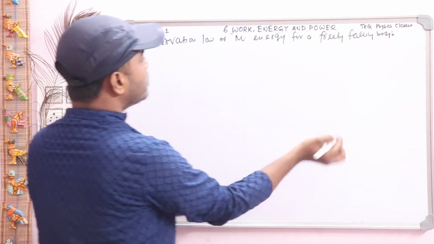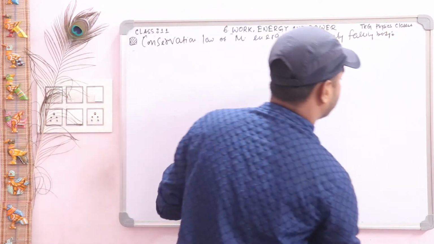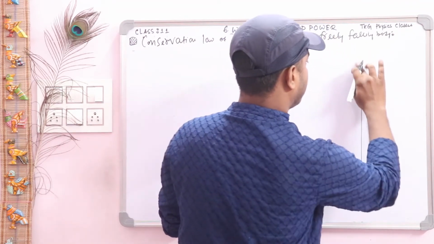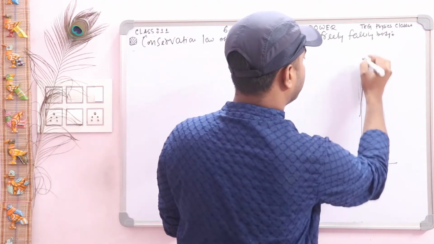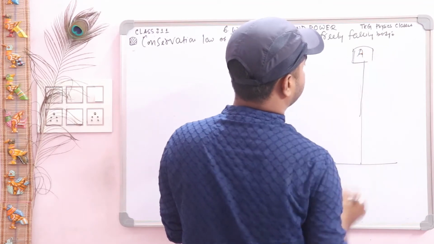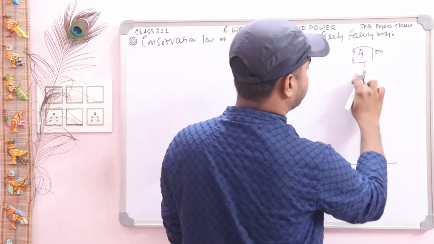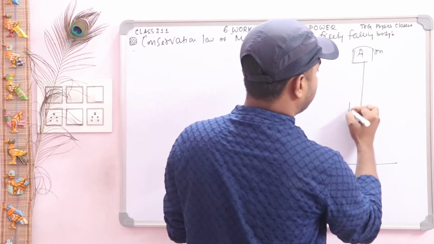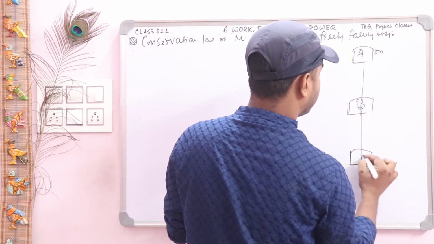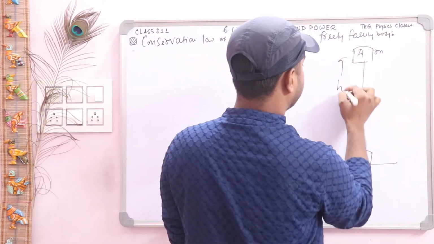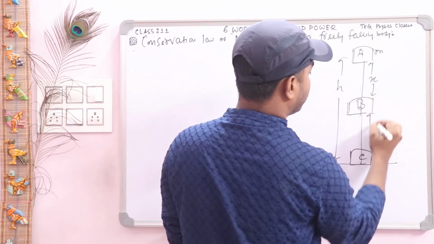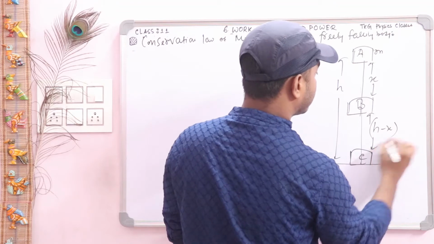Okay, suppose this is the earth surface, and a body is situated here initially. A body is falling from this height. This is the position A, suppose. The mass of the body is m. And you see, this is another position. Suppose this position is B and this position is C. This height is represented as h, this height is represented as x. So this height will obviously be h minus x.